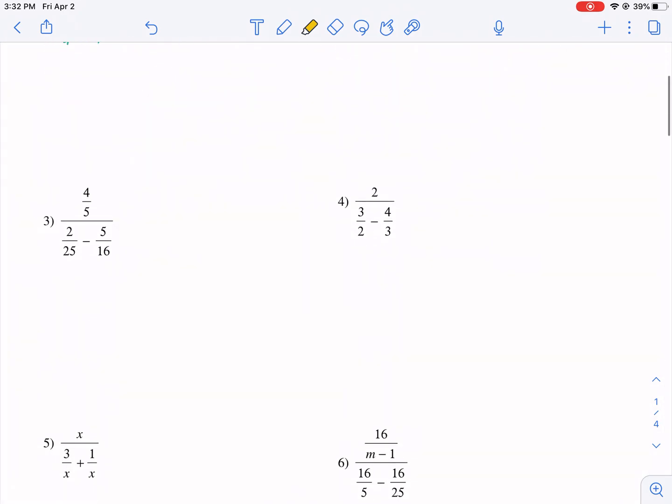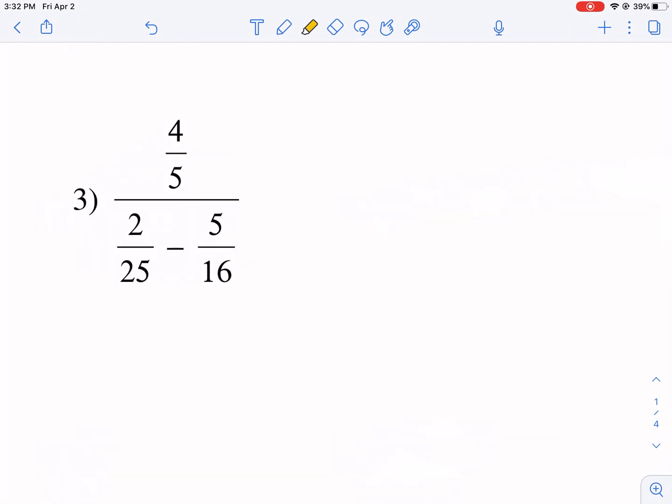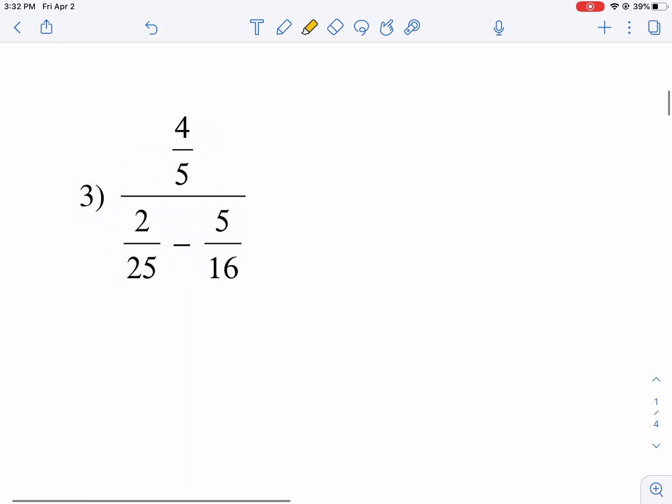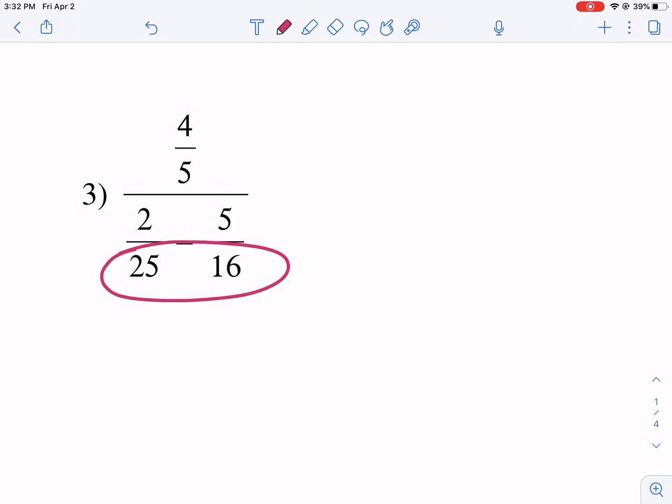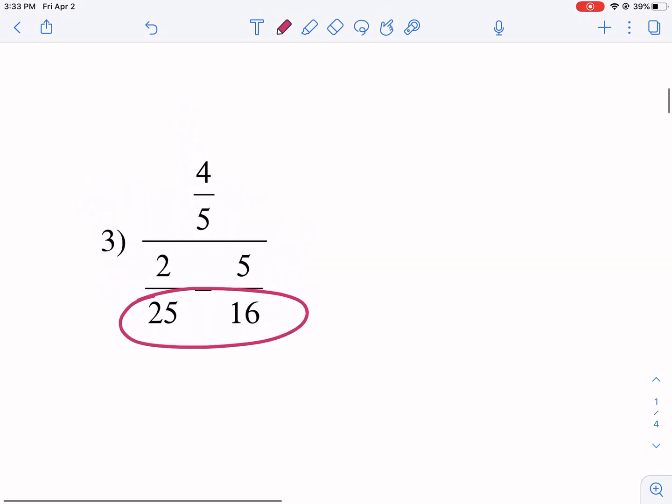Okay, let's do one that's a little bit more tricky. Number 3 definitely looks more tricky because we need to find a common denominator between those two. Often that involves multiplying the two together to find a common denominator. What we're trying to do is find the least common multiple between 25 and 16. In that case, I think we just have to multiply the two together, unfortunately. So 25 times 16, well, 25 times 4 is 100, so times that by 4 is 400.